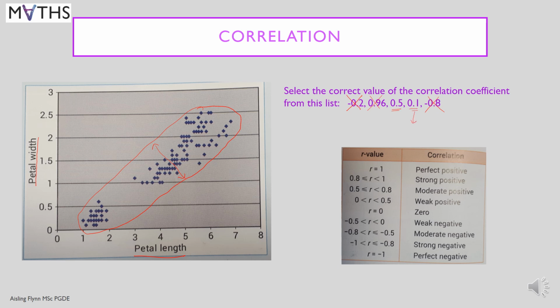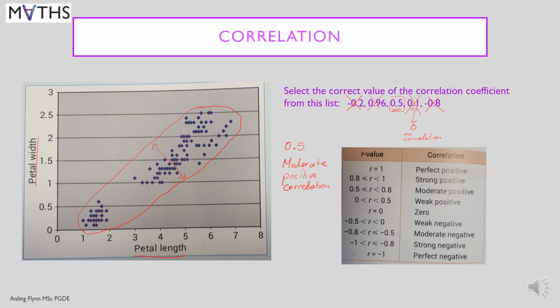Now 0.1 is very, very close to 0. It shows little or no correlation. So I'm going to discount that because we have a definite trend that we can see, and so we're left with 0.5, which is moderate. It's definitely a positive correlation, but it's in the middle. It's not really strong, it's not weak. So if we're undecided, we can say it is a moderate positive correlation.